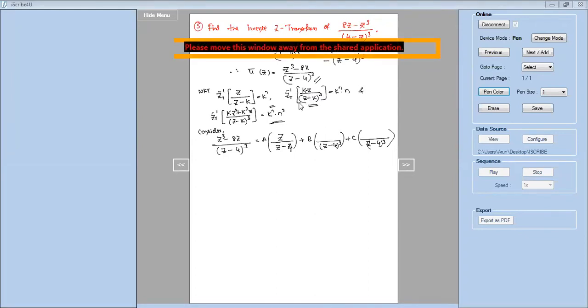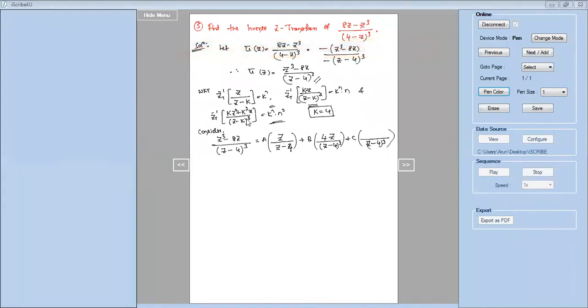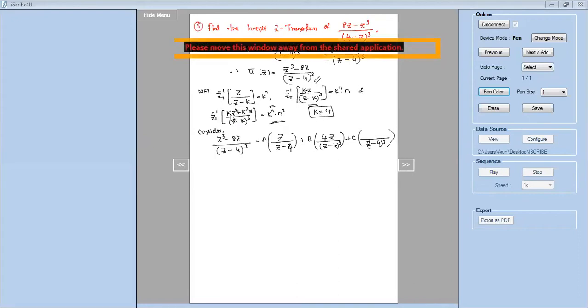You should have kz here. K stands for what in this problem? K is nothing but 4 for this problem. So I'll write 4z in the numerator, so that I can easily apply the formula of inverse Z transform. For z minus k whole cube in the denominator, in the numerator you should have kz square plus k square z. Since k is 4, that is 4z square plus 4 square, that is 16z.